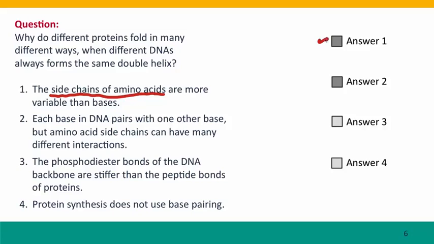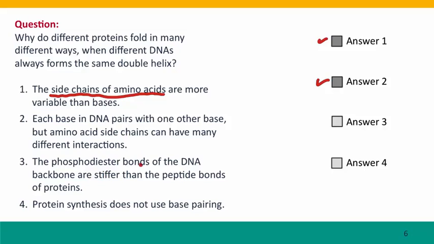The other reason is that amino acid side chains can have many different interactions. They're not constrained with just pairing with one partner. Even different parts of the same amino acid side chain can interact with different parts of the protein.